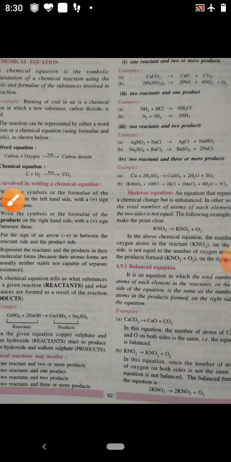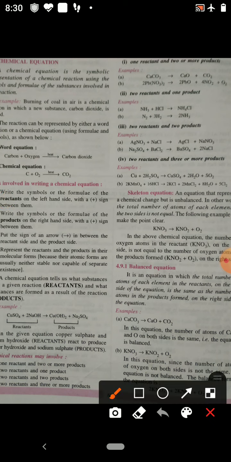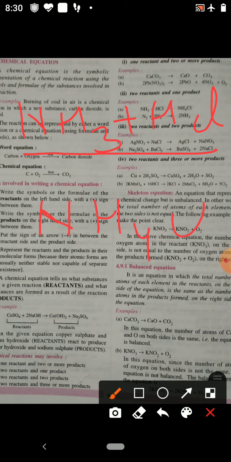Now see another example. In that there are two reactants and one product. This example of two reactants and one product is ammonia and HCl. These two are reactants, so these we write on the left hand side. Product is ammonium chloride, NH4Cl. So this product we are taking on the right hand side.